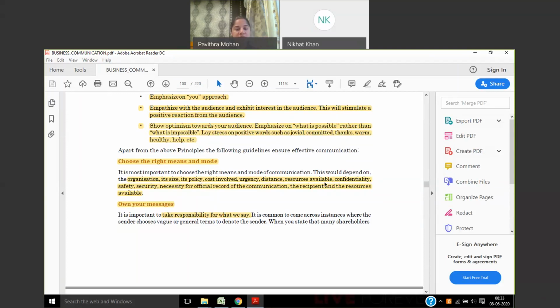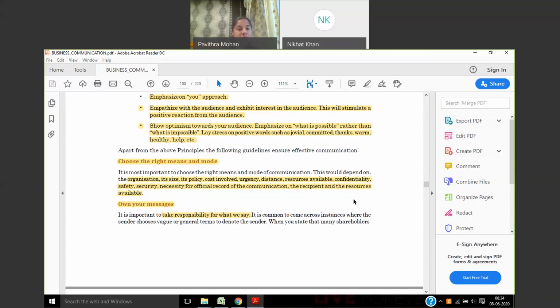Then resources available. Do I have an internet connection? Do they have mobile networks? If I call them, message them, or give them a WhatsApp message, will they receive it? Okay. So all those things become important. Then confidentiality of the message. Certain information can't be sent on WhatsApp, so it needs to be sent through mail. Okay. So I have to understand the confidentiality. Based on that, I have to ensure which method I'm using.